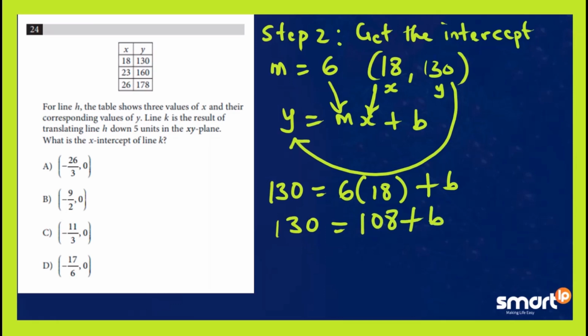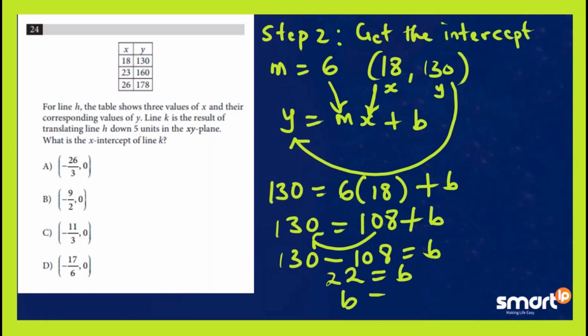108 plus b. So we collect like terms. 108 will come to the left-hand side and become 130 minus 108 equals b. So 130 minus 108, that will give us 22. 22 equals b. So our b is 22.